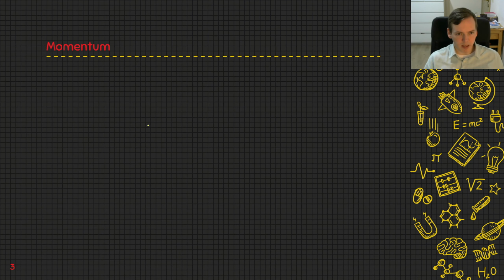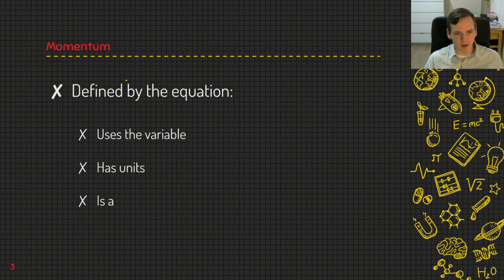So with momentum, momentum is defined by the equation p equals mv, where m is the mass of an object and v is its velocity. So if an object has mass and has velocity, it has momentum. It uses the variable p. This is a lowercase p.